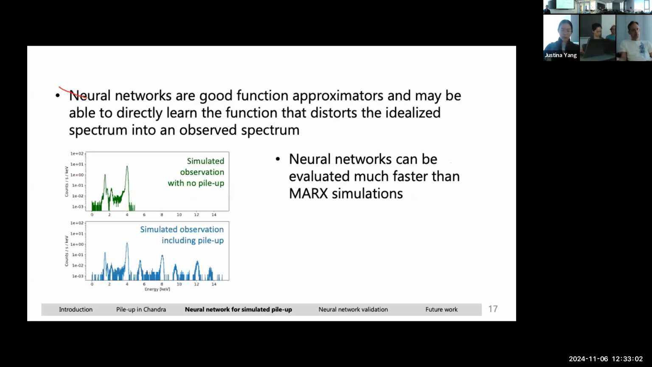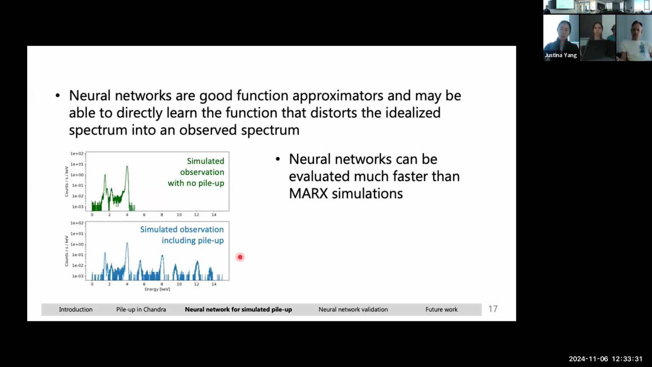So why use a neural network? It's a useful tool. Neural networks are good function approximators, and we're interested in using a neural network to directly distort the spectrum that is idealized and contains no pileup into the spectrum that does include pileup. Another reason we're interested in using a neural network is that this is much faster than producing pileup observations through other means.